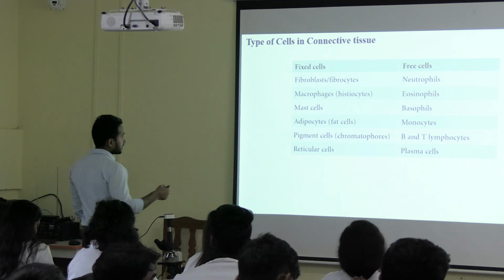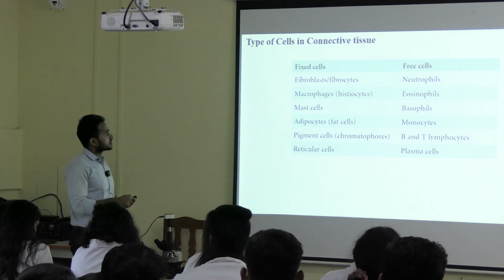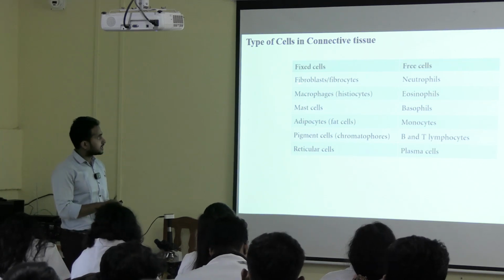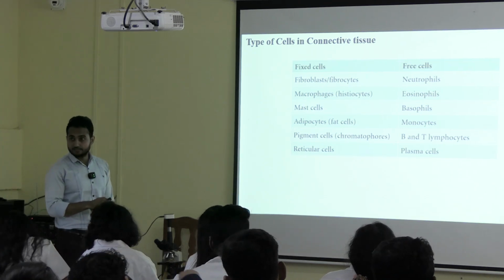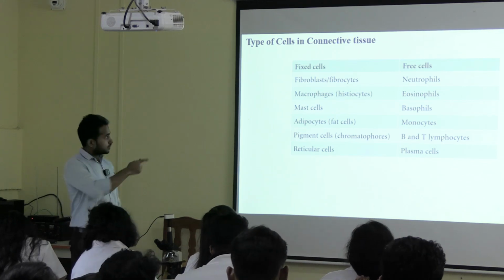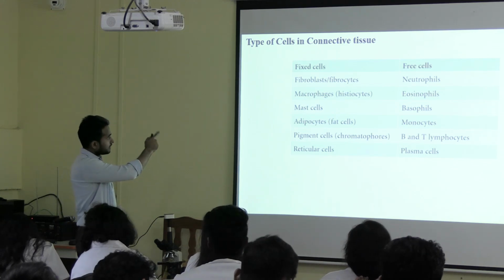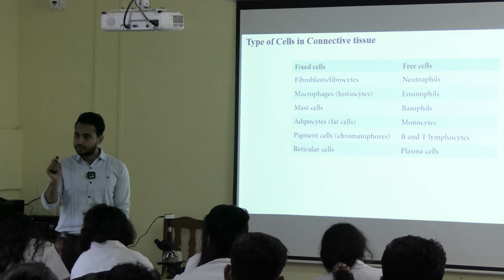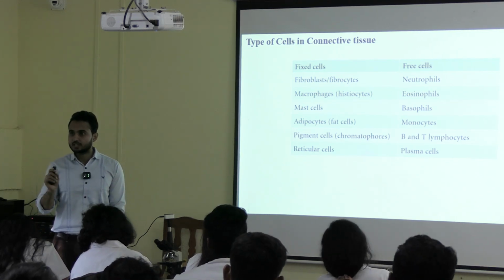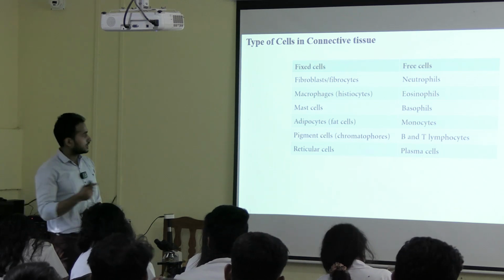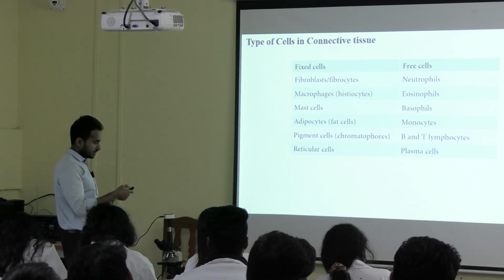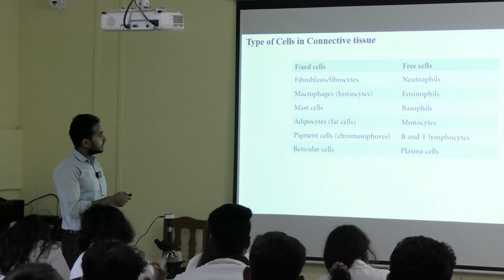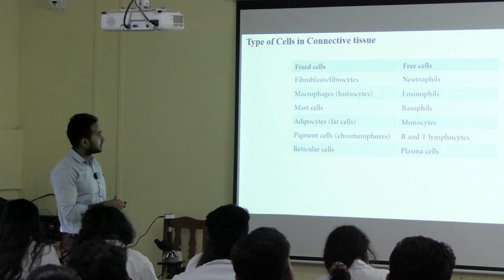Next, here you can see first is the fibroblast/fibrocyte. We'll see what is fibroblast and what is fibrocyte. What is the difference? These are not the same. Though I have written fibroblast/fibrocyte, don't think that these are the same. Some differences are there, so we'll see what the differences are. Next you can see macrophages are also there. Everyone is aware of this particular cell, macrophage, right? Next, mast cells are there.